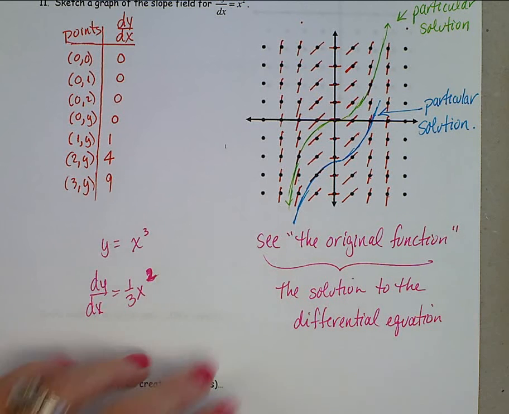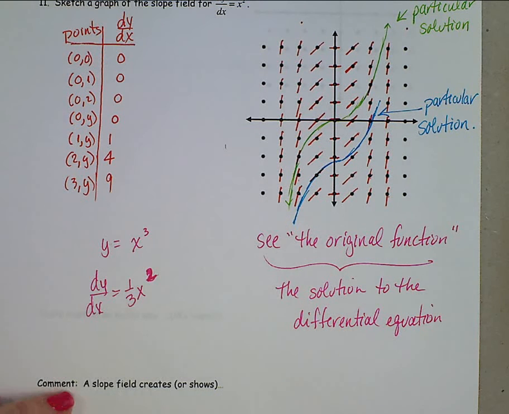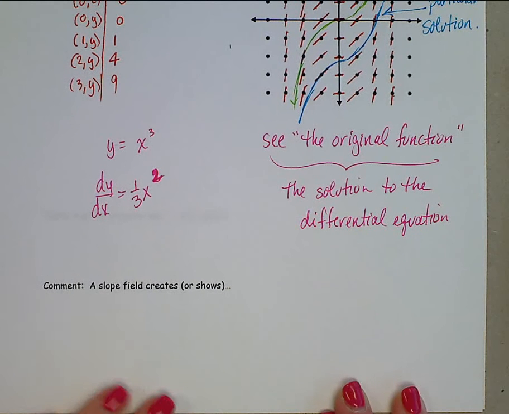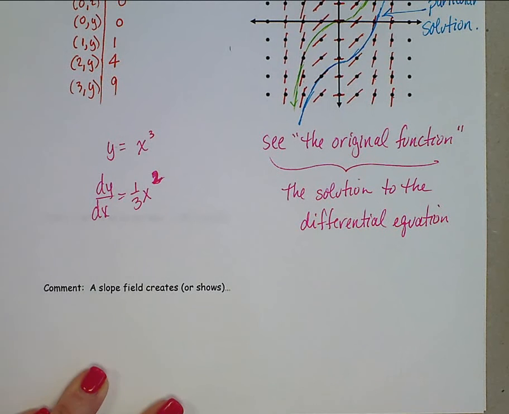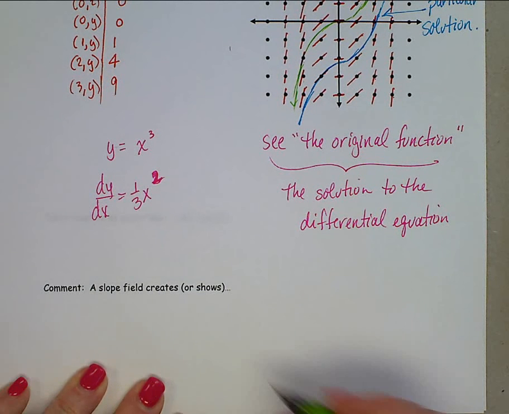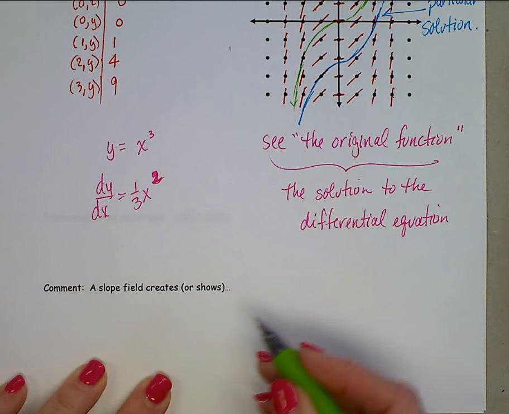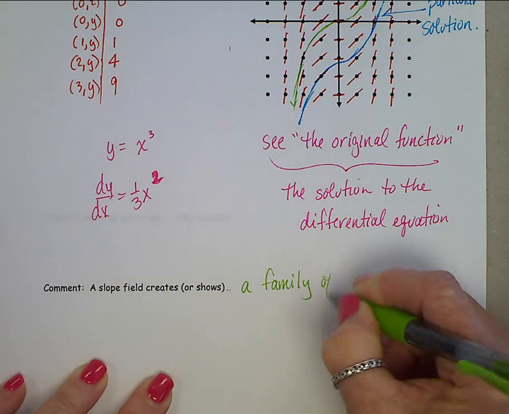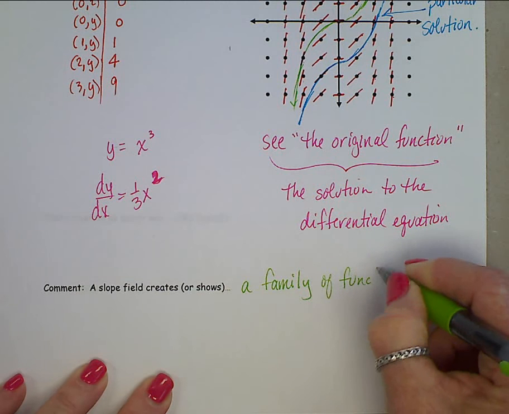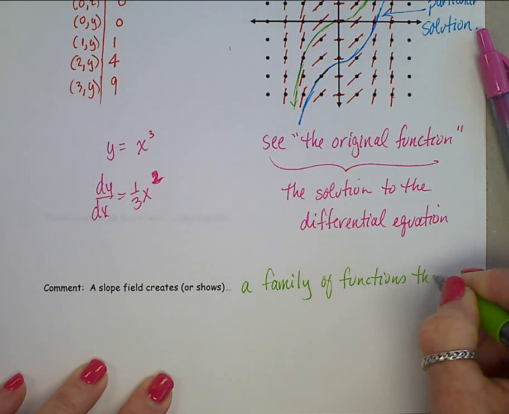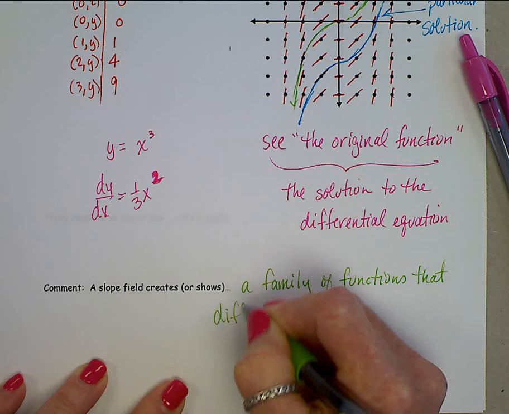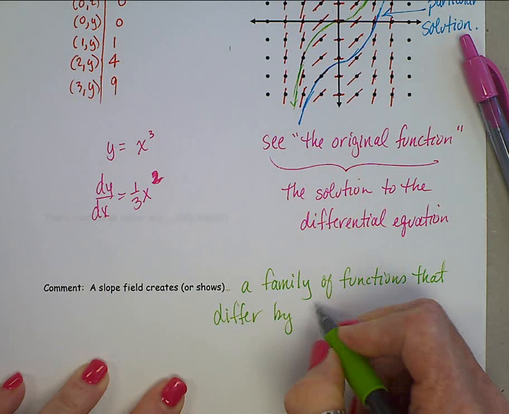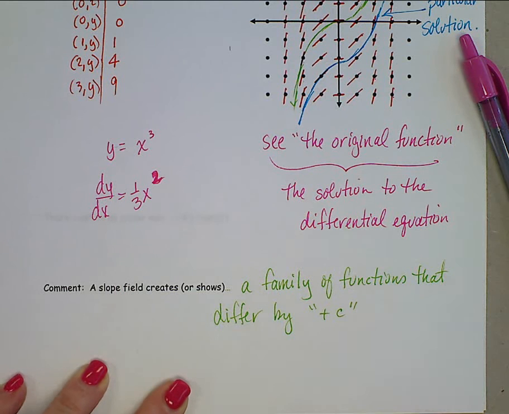When you look at these two particular solutions, you should see that they are virtually the same curve. They just differ by a vertical shift. So a slope field shows a family of functions that differ by that plus c, or the vertical shift.